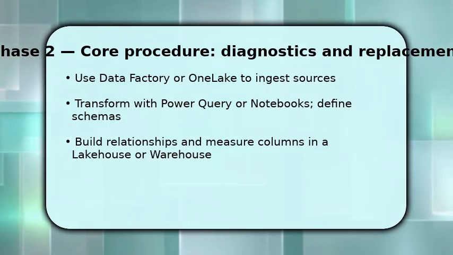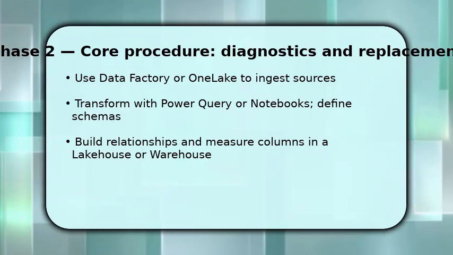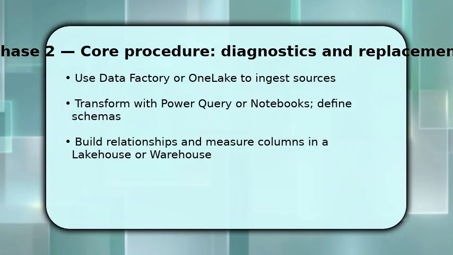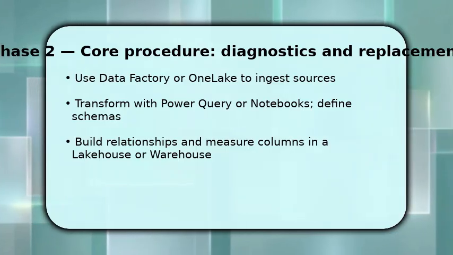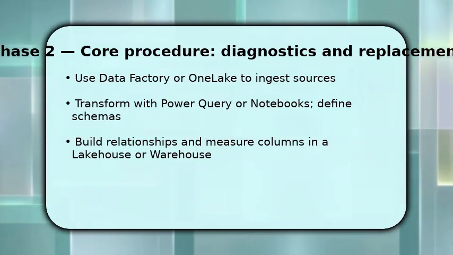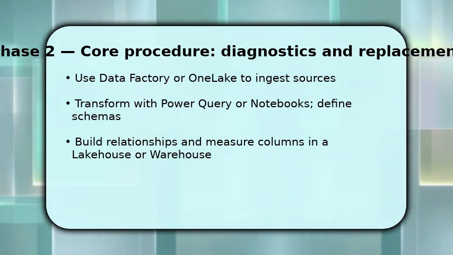Next, model relationships and create calculated columns or measures so visuals are accurate. Make sure to document primary keys and partitions. This speeds queries and reduces cost. By modeling consistently, your downstream reports and analytics become reliable.